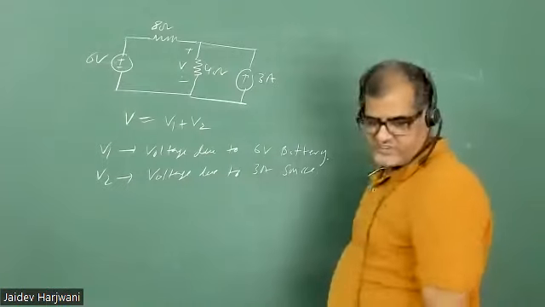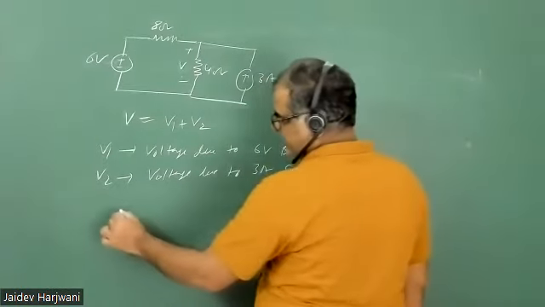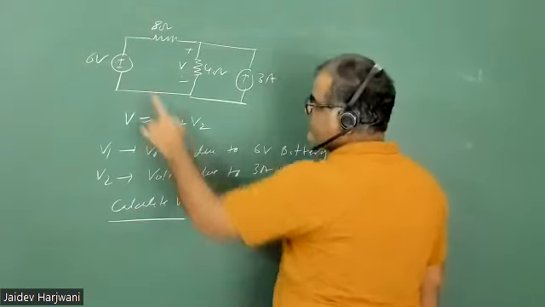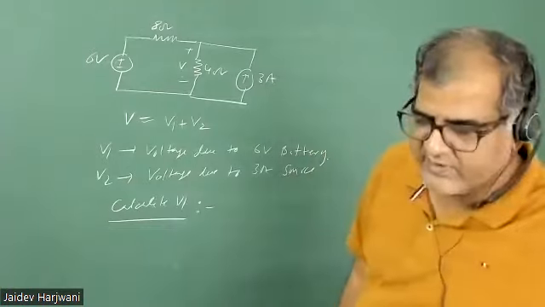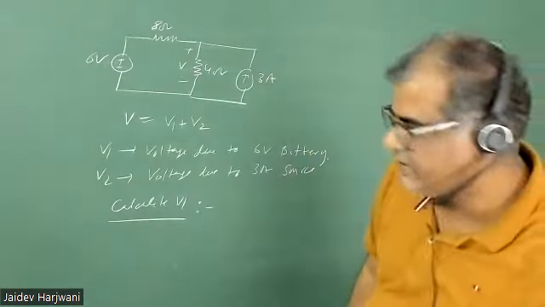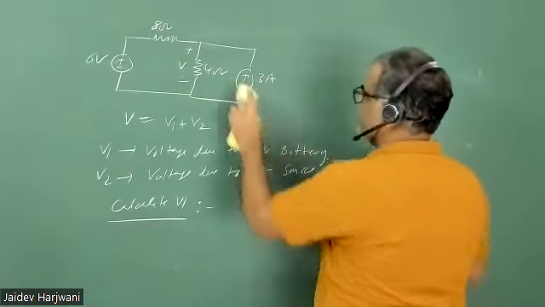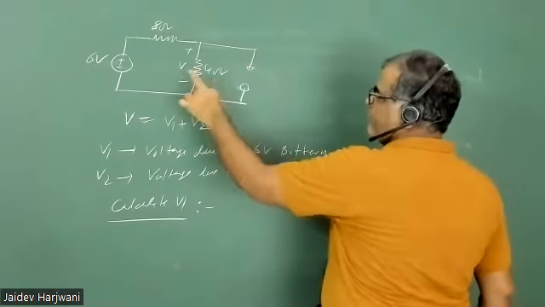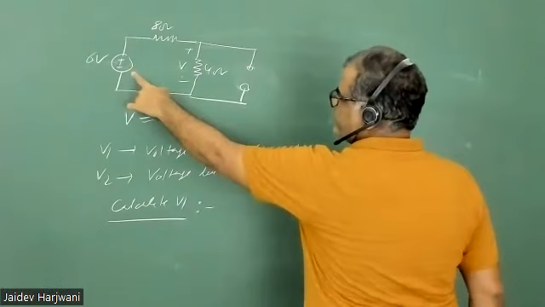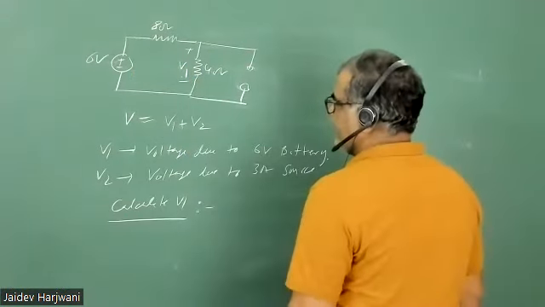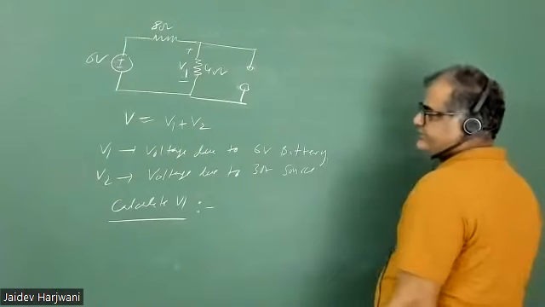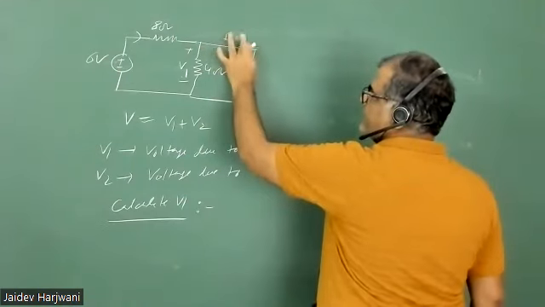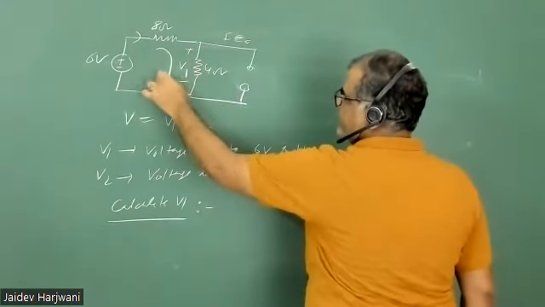Okay, now let us first calculate V1. V1 is due to this one, so the other source should be deactivated. If it's a current source, you make it open, and if it's a voltage source, you make it short. So the current source, let us make it open. Now only this source gives V1. This is open, so there will be no current in the open circuit. So this current will come here and go here.